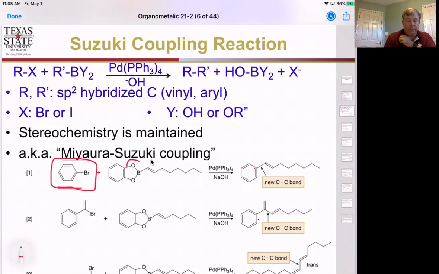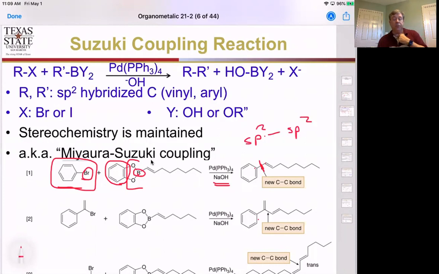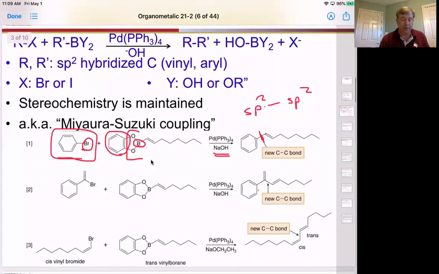In this case, we have a boric acid derivative that uses a diphenol benzene as a group to make it a little more soluble and a little more stable, but it still is removed in the presence of aqueous base to give us our boronic acid, which can then undergo the coupling reaction. The bromine and the boronic acid are kicked out, giving us our new sigma bond between our sp2 and sp2 hybridized carbons right here. It doesn't have to be an aromatic halide. All it has to be is an sp2 hybridized halide.